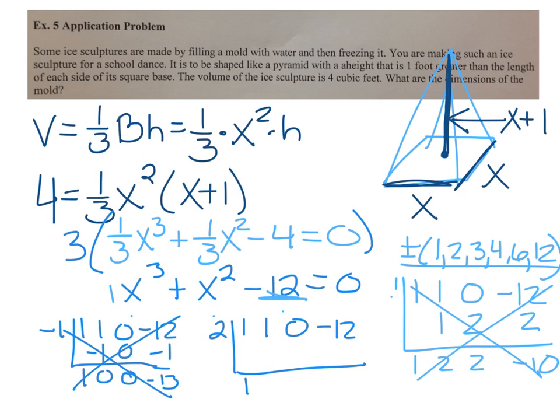So bring down the 1, 2. 2 and 1 is 3. Times 2 is 6, plus 0 is 6. 2 times 6 is 12. 12 minus 12 is 0. Yeehaw, we finally found a 0 that works. And we've got it factored down a step.